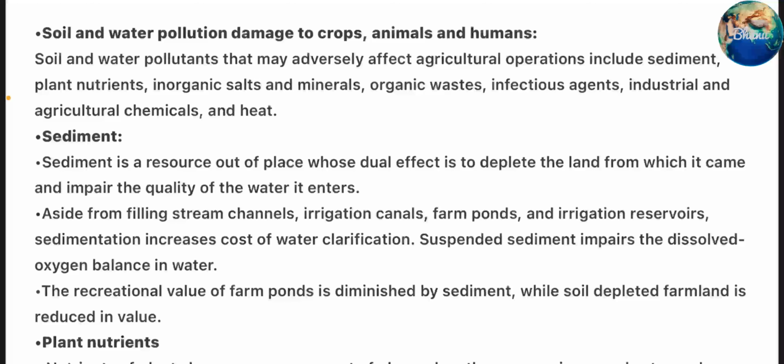Sediment. Sediment is a resource out of place whose dual effect is to deplete the land from which it came and impair the quality of the water it enters. Aside from filling the stream channels, irrigation canals, farm ponds and irrigation reservoirs, sedimentation increases the cost of water clarification. Suspended sediment impairs the dissolved oxygen balance in water. The recreational value of farm ponds is diminished by sediment, while soil-depleted farmland is reduced in value.